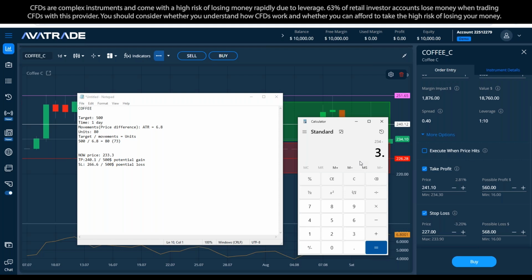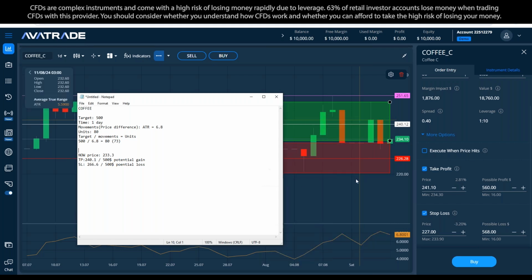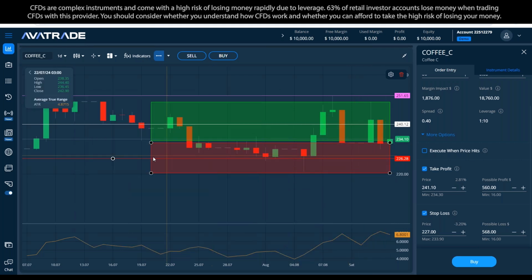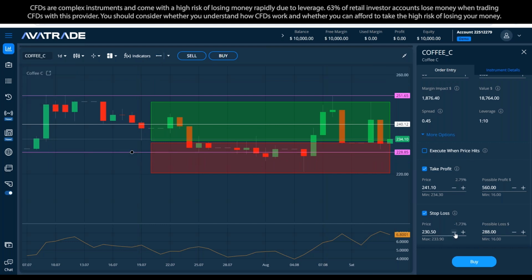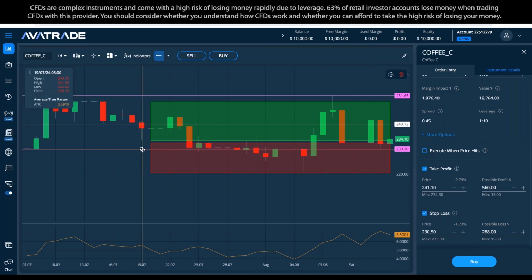So let's go 234 minus 3.4, which brings me to 230, which is here. If I do that, it's going to cut my potential loss by half. Almost. But this is how you can adjust the ratio. You can adjust your possible profit, your possible loss. This is a great tool to understand where you're standing.